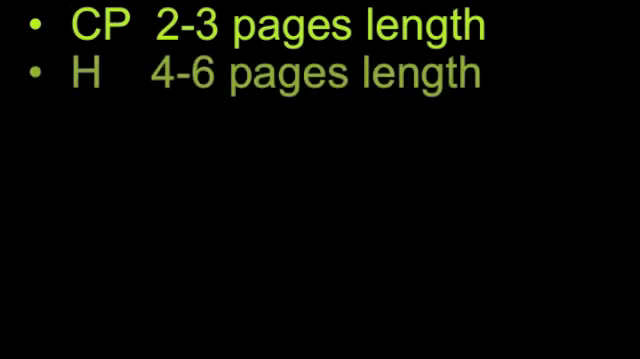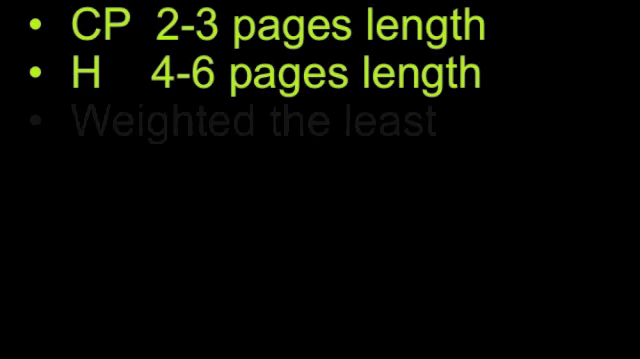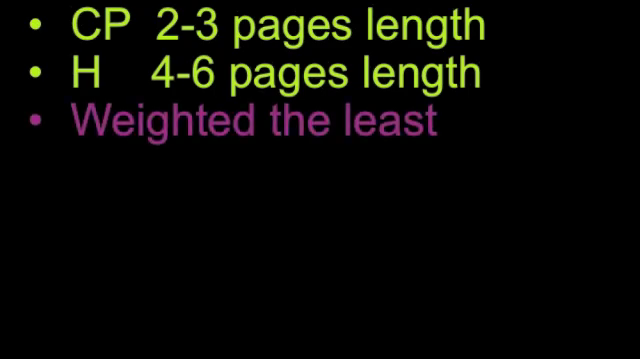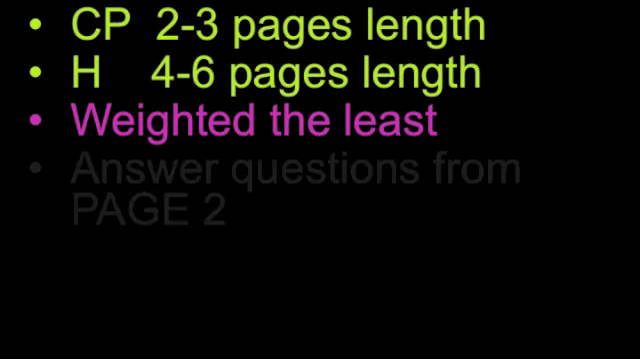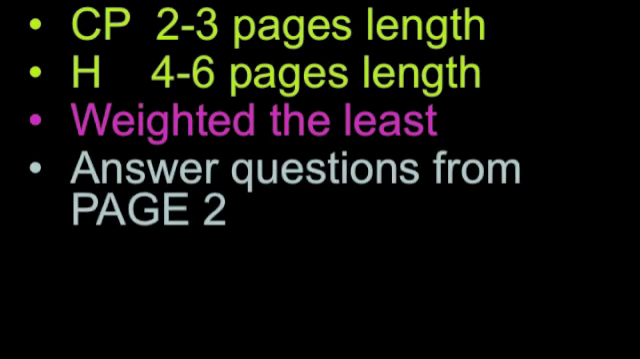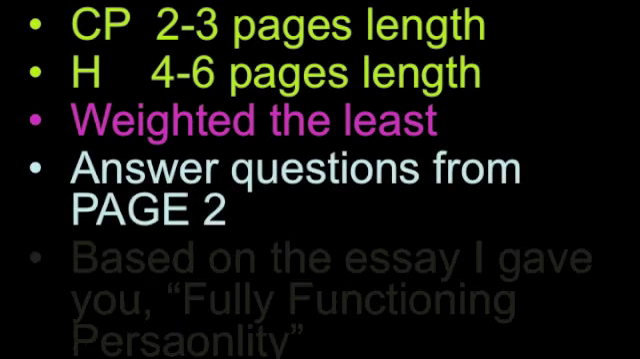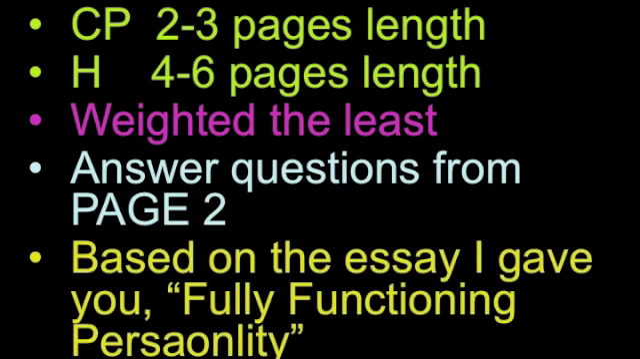Section 1 is 2 to 3 pages long for CP, and for honors, you must do a 4 to 6 page paper. It's doubled expectation for the honor students. I want you to go into more depth and apply the concepts. The first paper, Section 1, is weighted the least, and you basically use the questions on the fully functioning personality outline, and you answer those questions.